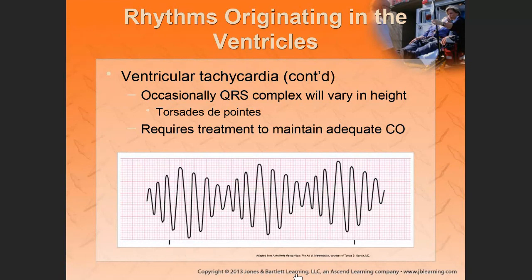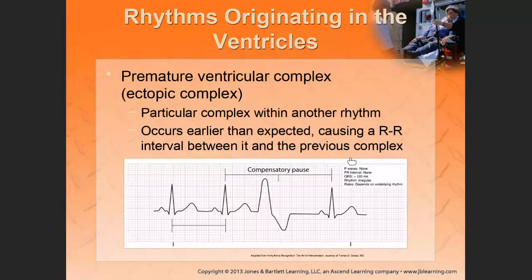Definitely need to know those rhythms, okay? All right, now the term premature ventricular complex. So this is a rhythm, and this is why I always ask you this question. Do you see your P wave? Is it consistent? So if you look at this rhythm, do you see consistency in your P waves?